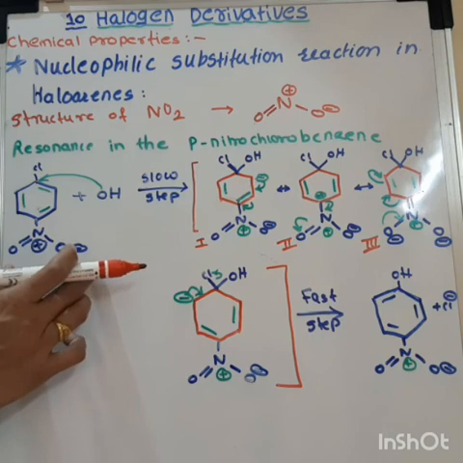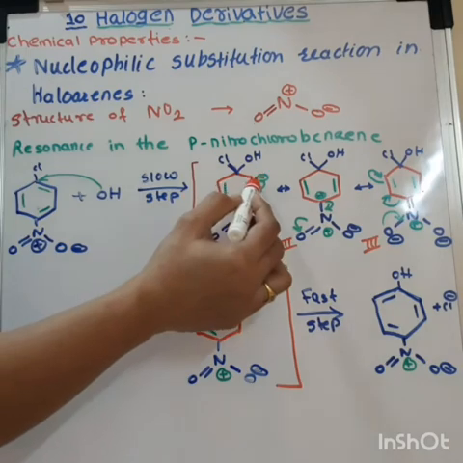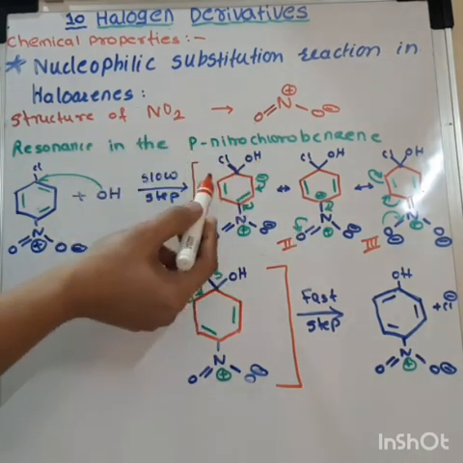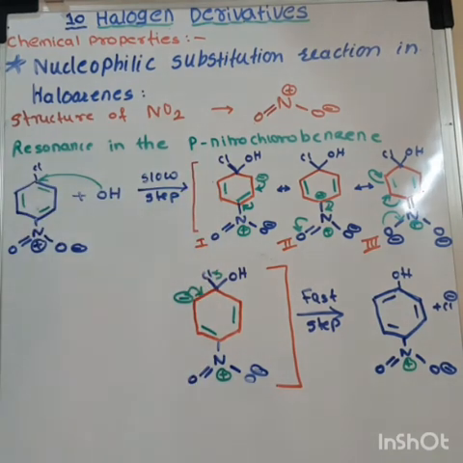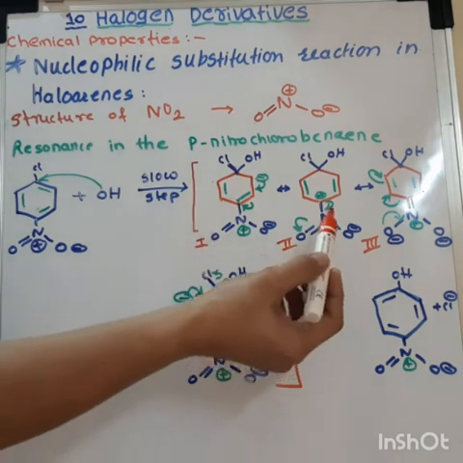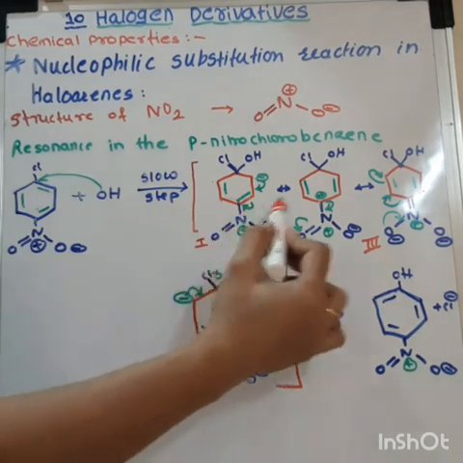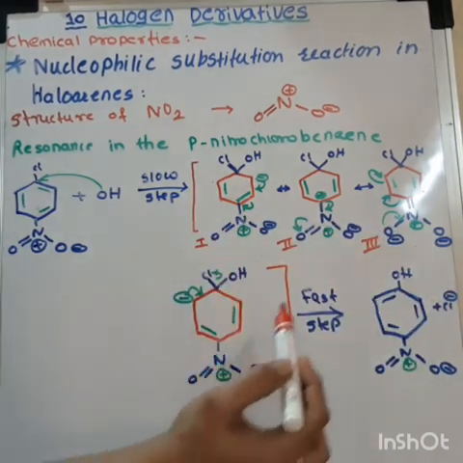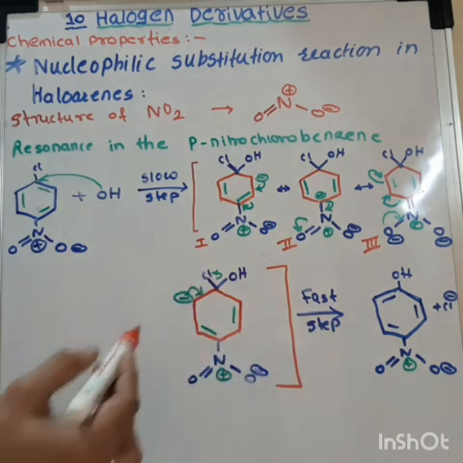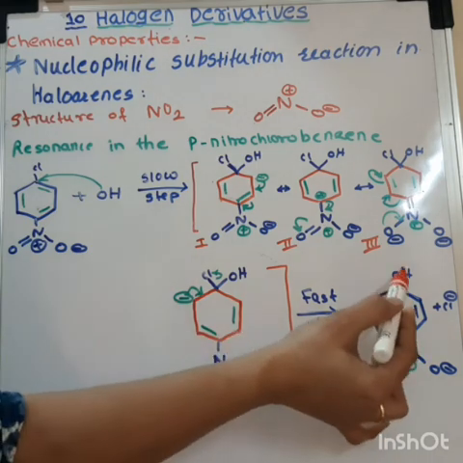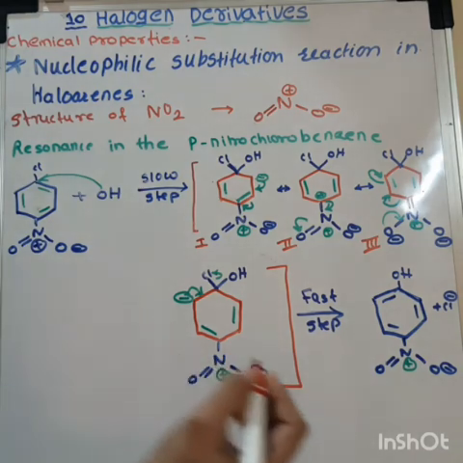So here one nitro group is introduced. If one more nitro group is introduced, there will again be extension of conjugation, and if one more nitro group is introduced here, there will again be extension of conjugation, so that the resonance will be faster and the reaction will be faster. So this is the slow step, and after these resonating structures, in the fast step, that is the last step, chlorine will be removed from the benzene ring and OH will remain on the benzene ring, so that it will form para-nitrophenol.